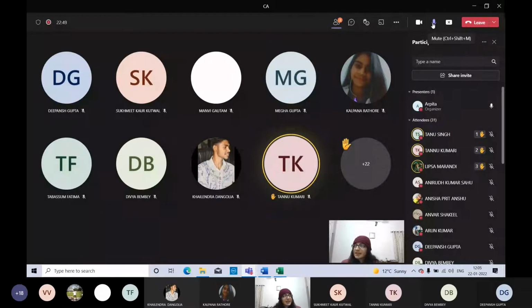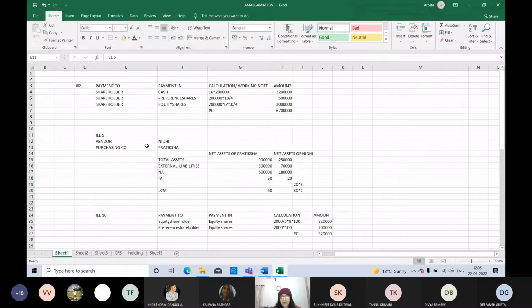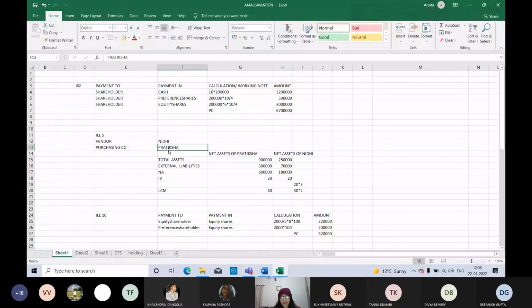Okay, so let's understand this. Now, what are we saying? It says that the following are the balances of Pratiksha and Nidhi Limited. Obviously, my first question to all of you is, who is the vendor company? Please reply. Nidhi. Everyone is saying Nidhi is the vendor company, right? Which obviously means that the purchasing company is Pratiksha Limited. Right. So the first part is done.